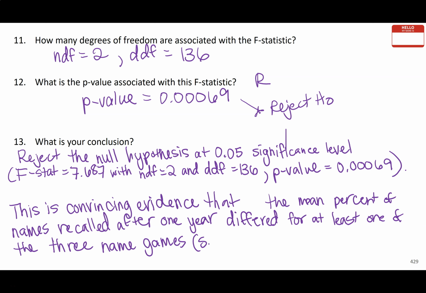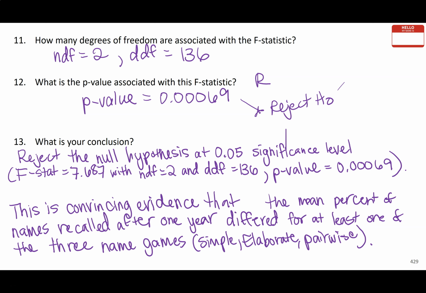And I have simple, elaborate, pairwise. Okay, so our p-value is small, so we reject the null at the 0.05 significance level.